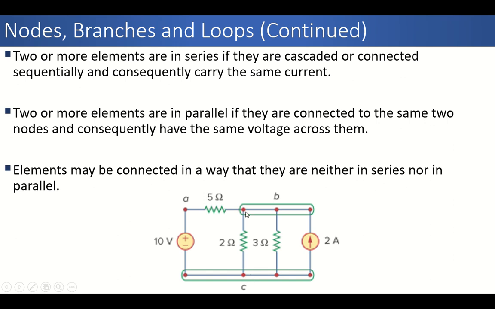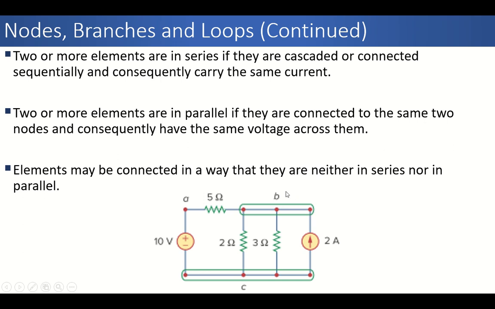So in this case we can see that the 2 ohm and 3 ohm resistances are actually in parallel, because the 2 ohm is connected across terminals B and C, and the 3 ohm resistance is also connected across terminals B and C. Actually, this 2 ampere current source is also connected across terminals B and C. So we can say that these three elements are actually parallel with each other.